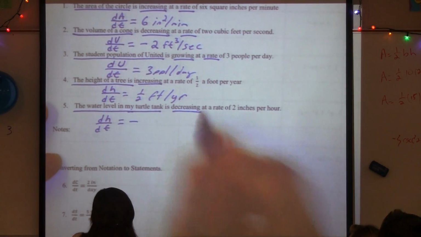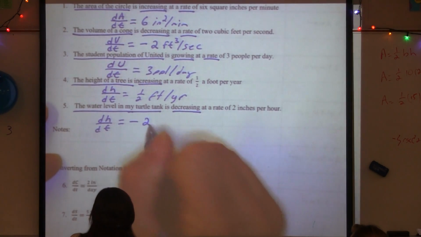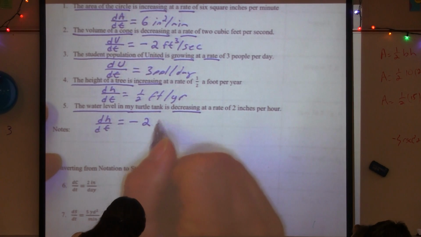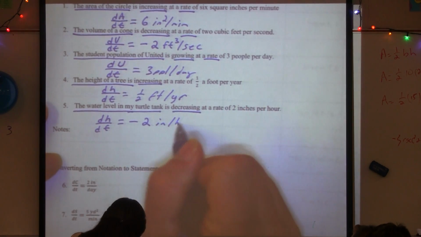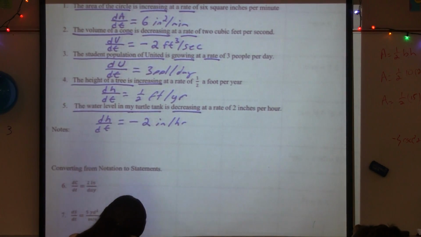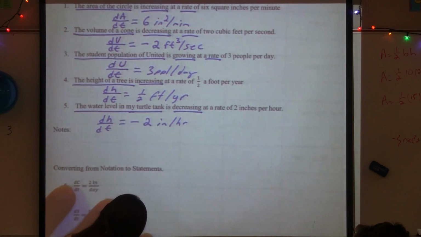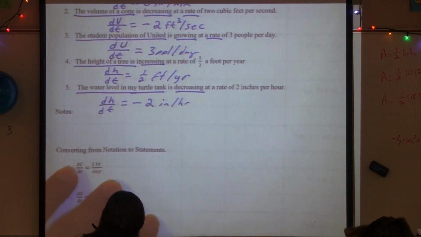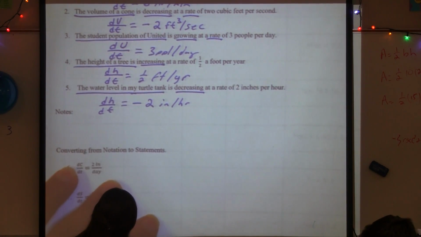Negative, why negative? Decreasing, good. So negative 2 inches per hour. How come this wasn't inches cubed? Because it's just the level. It's not the area, it's just height. They're asking for your height. It's not the volume, right? Yeah, sorry. It's not the volume, it's just the height of the water. Very good.